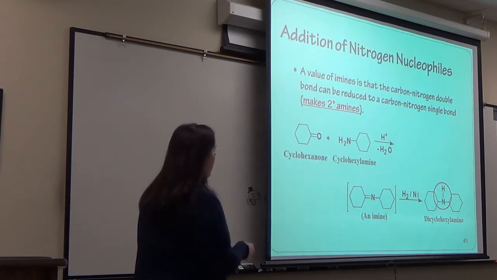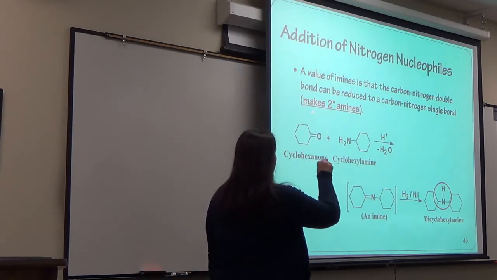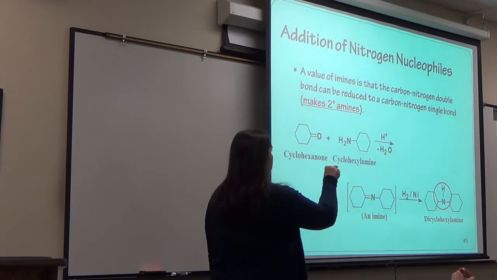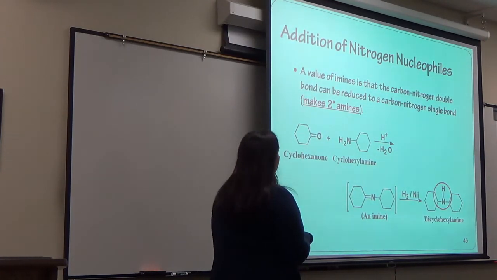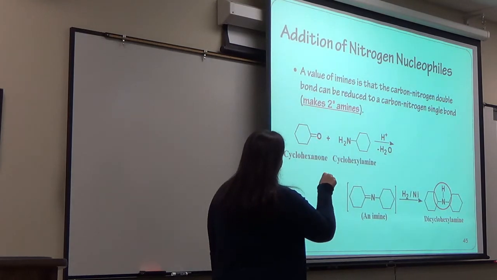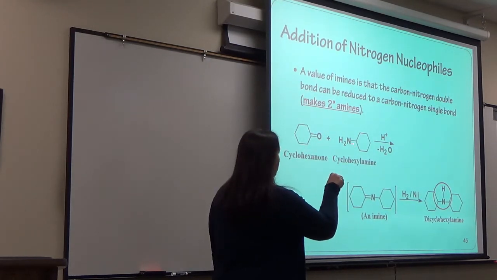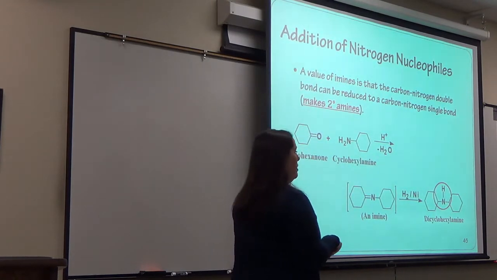What can we do? So again, this is the reaction. The ketone, cyclohexanone, reacting with cyclohexylamine, a primary amine. So you're going to, again, attack, open, and lose the water. And then you get your product, the imine here.